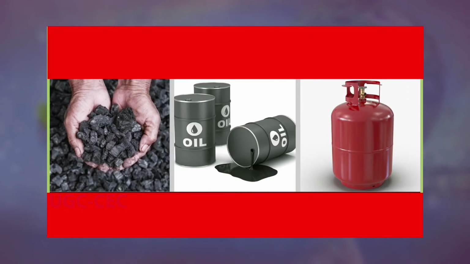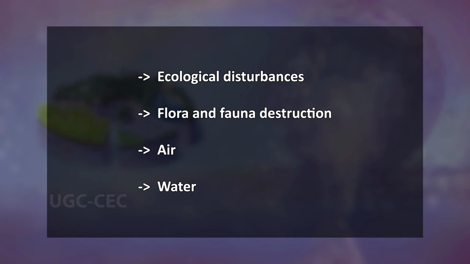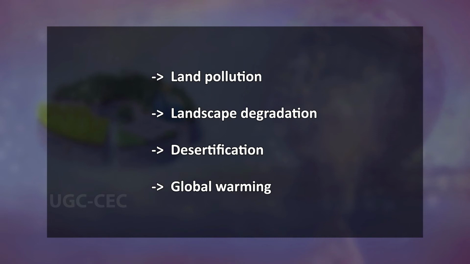Climate change, biodiversity loss, and pollution are the planetary crises humans face due to unsustainable consumption and production. Burning of fossil fuels like coal, oil, and gas for energy makes climate change one of the most well-known environmental impacts of unsustainable production and consumption. Thus, natural resource extraction, exploration, mining, and processing have all resulted in ecological disturbances, flora and fauna destruction, air, water, and land pollution, landscape degradation, desertification, and global warming.